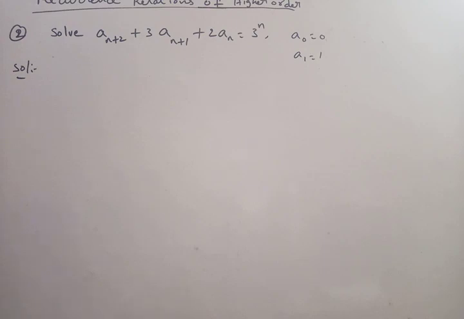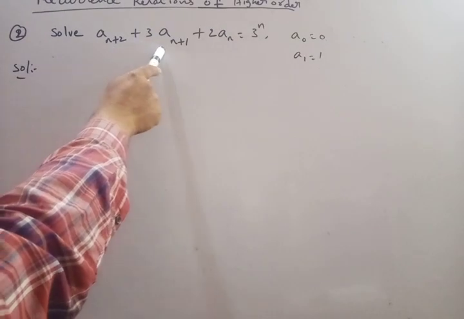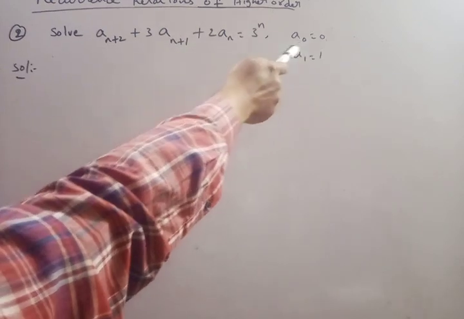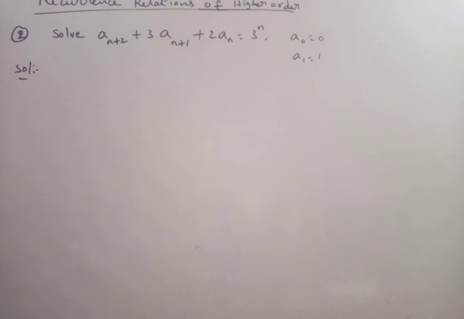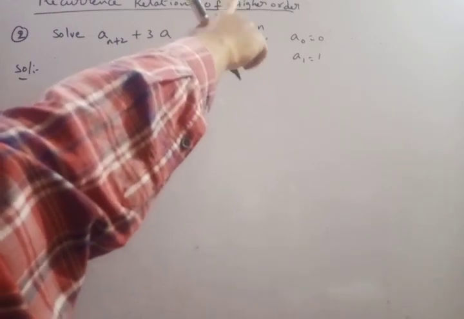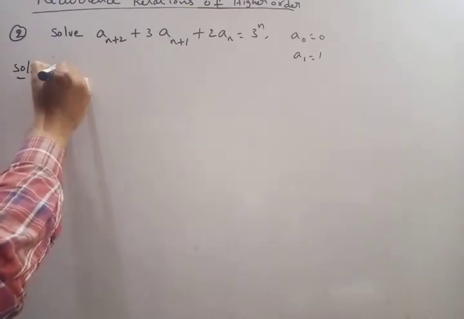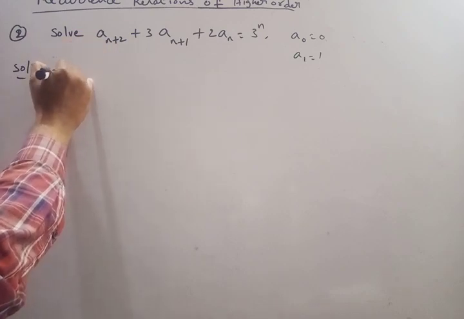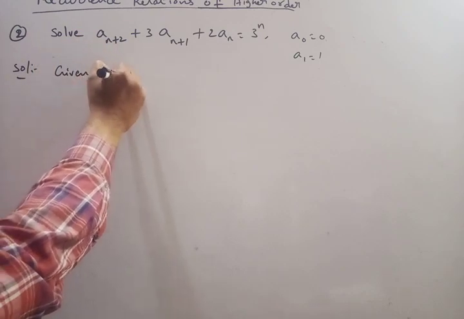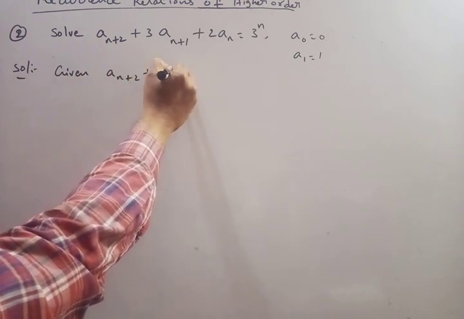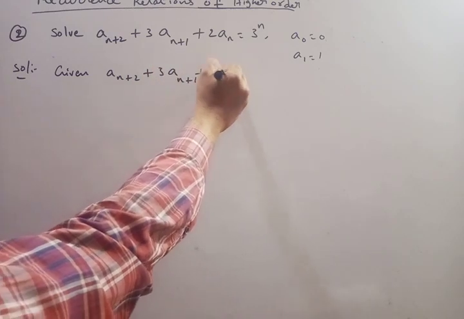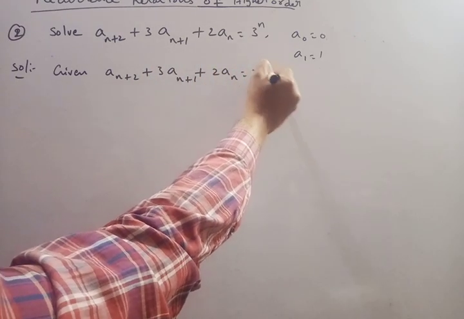Next problem, problem number 2. See here. Solve a_(n+2) plus 3a_(n+1) plus 2a_n is equal to 3 power n, a naught is equal to 0, a1 is equal to 1, he says. So that means it is the same alpha b power n form, correct? So I am writing the given: a_(n+2) plus 3a_(n+1) plus 2a_n is equal to 3 power n. Mark it as 1.